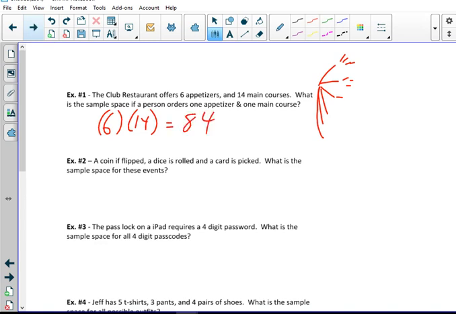A coin is flipped. 2 choices there. A die is rolled. 6 choices there. A card is picked from a deck. 52 choices there. It helps identify the numbers like that. Then all you do is multiply them. That's 624 different combinations of a heads or tails, 1 through 6, and all the different cards.